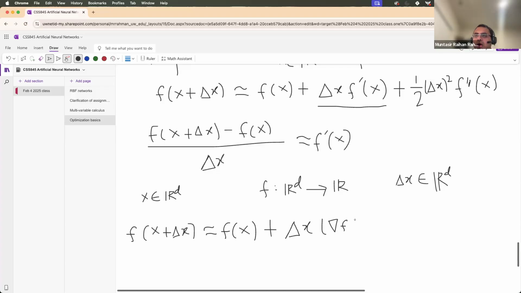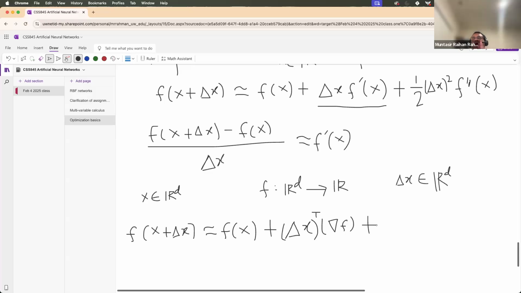And now we multiply these two. So this is a vector and this is a vector. Now let's look at the dimensionality. f of x is a real number and this is also a real number. So I need this to be a real number. So how can I take two vectors and get a real number? Is it the dot product? Exactly. We just do the dot product. And that way everything makes sense. Very good.